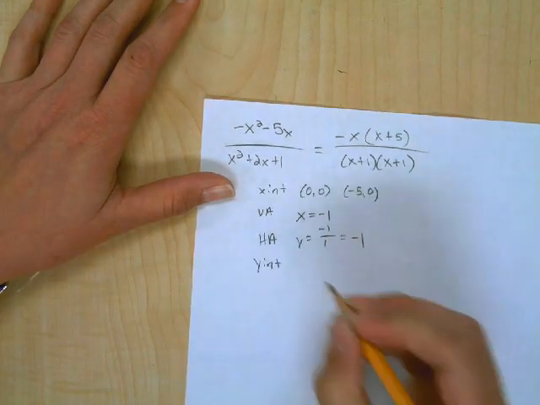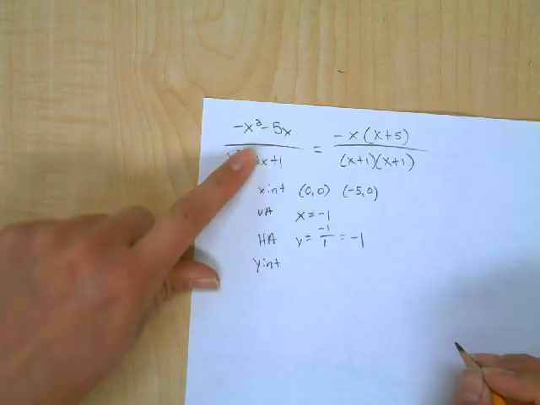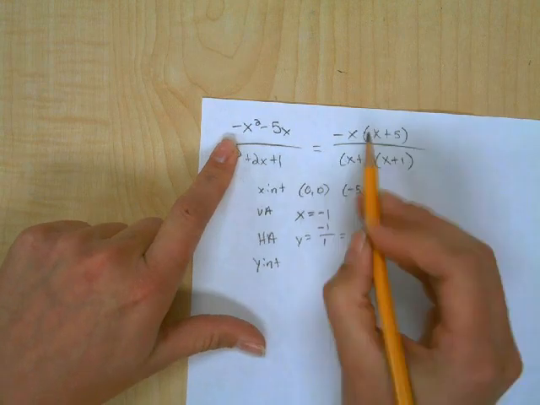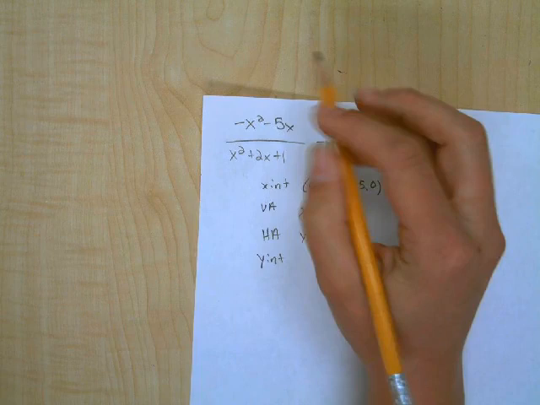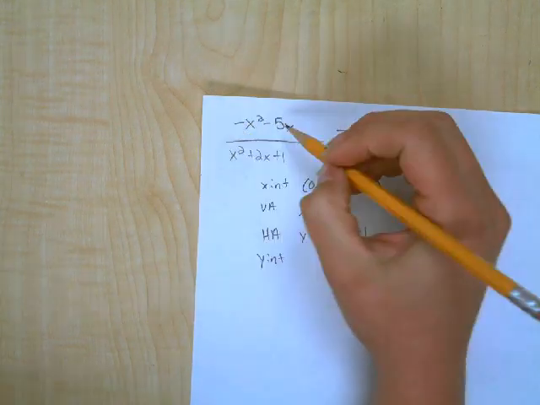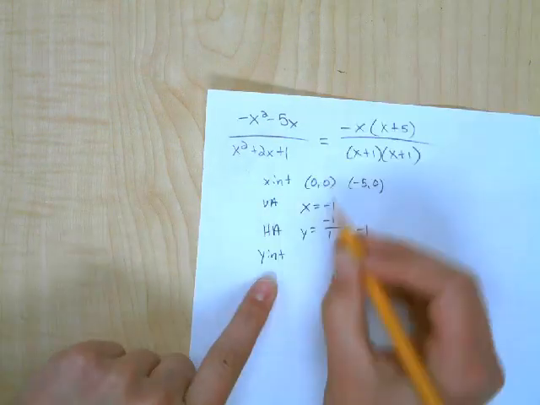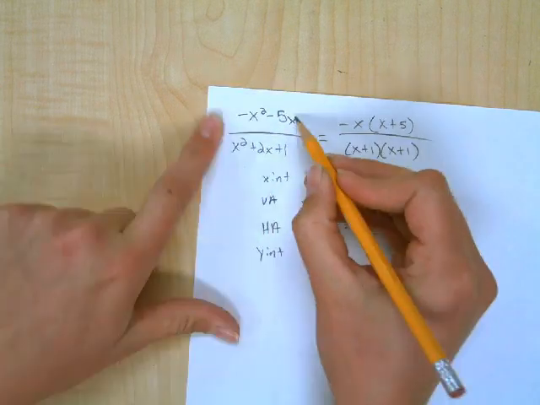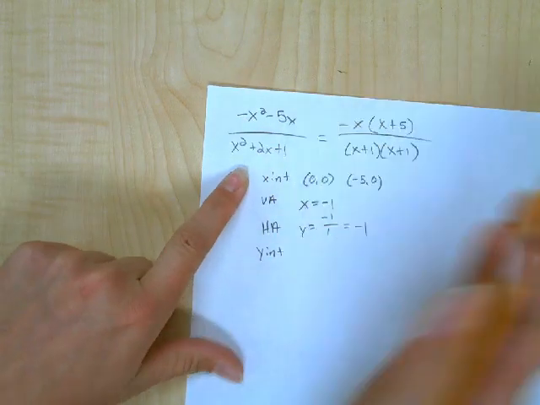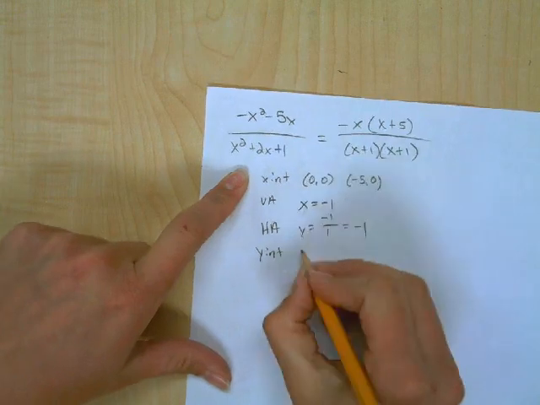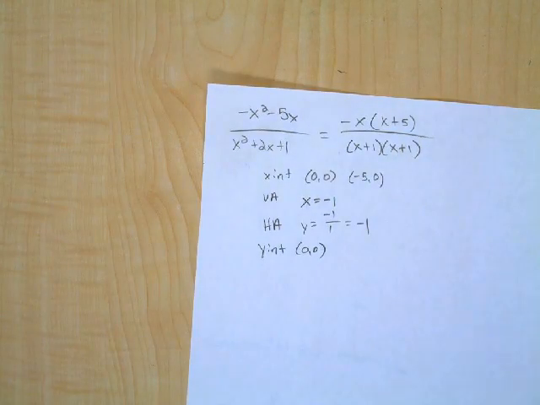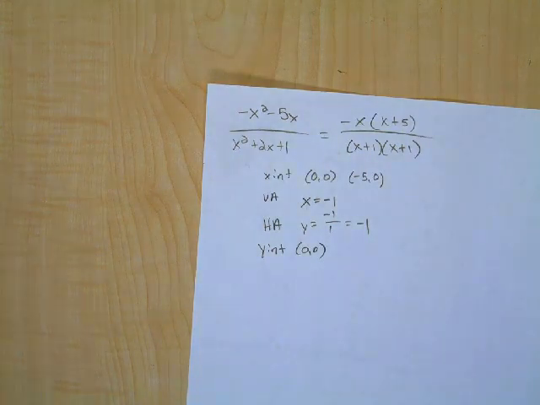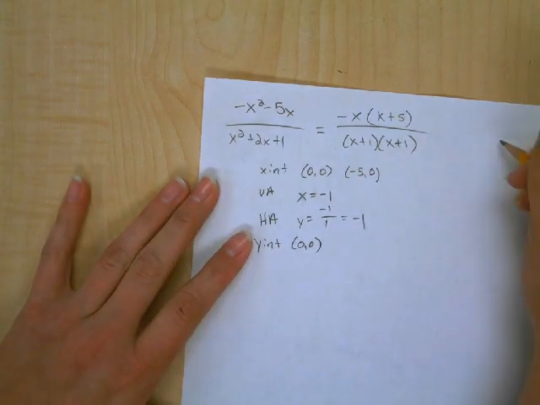I can get my y-intercept by plugging in 0. When you plug in 0, you would get 0 on top over 1. We should already know our y-intercept, just kidding, because it's right there. But if I do that, I get 0 on top and 1 on bottom, so 0 over anything is just 0. So it's going through the origin. And we don't have any holes. So that's really it. So then graphing.